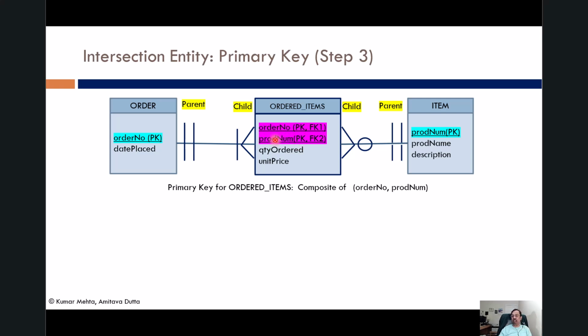You will never see PK1 and PK2. An entity cannot have more than one primary key. So it has one primary key which is composite, these two attributes composite, and it has two foreign keys, FK1 and FK2. FK1 connecting it to order and FK2 connecting it to items. So here we have this implementation that's done.